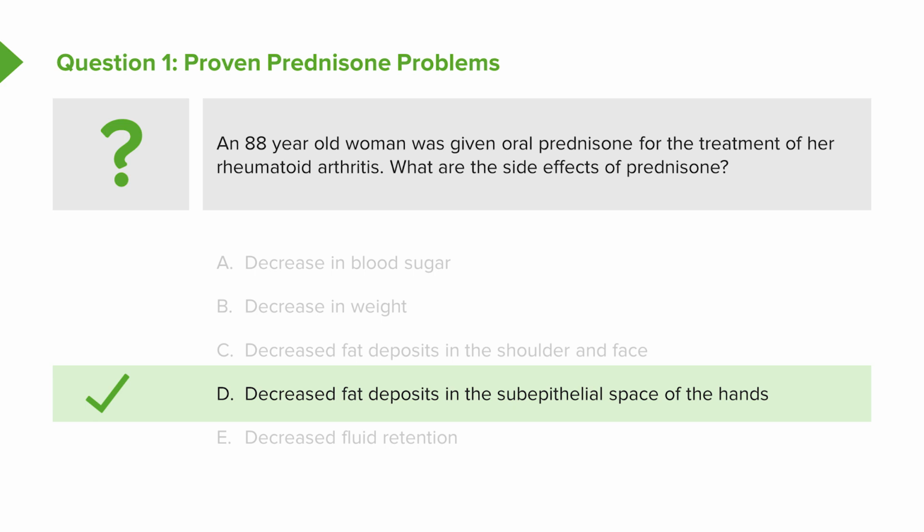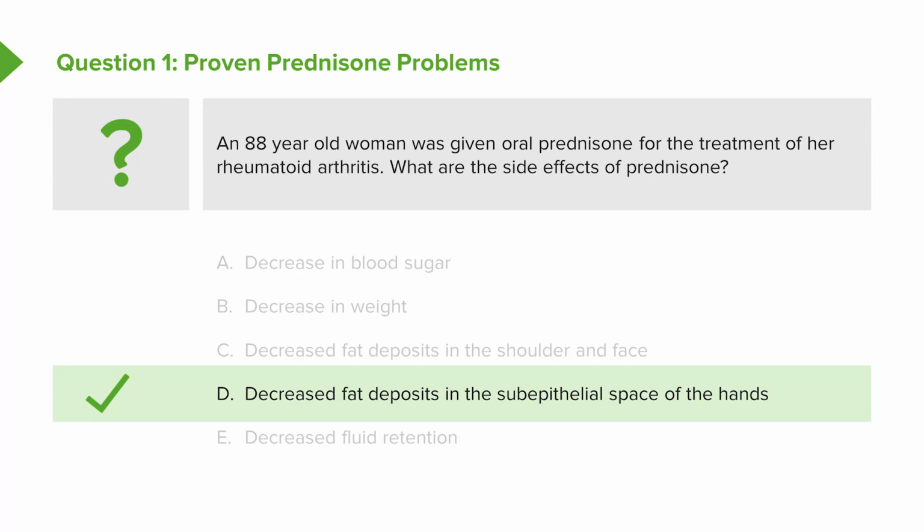Remember that prednisone causes increased fat deposit in the face and shoulders, so people will have sort of that moon face. We often talk about that buffalo hump in the back, the Quasimodo kind of look. And also we have decreased fat in the back of the hands, and it gives you that parchment-like skin. So patients will often have bruising on the back of the hands. That's what we refer to as decreased fat deposits in the subepithelial spaces.